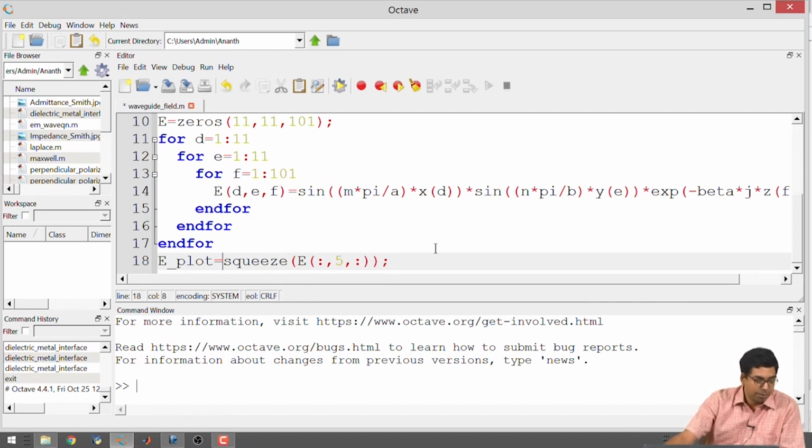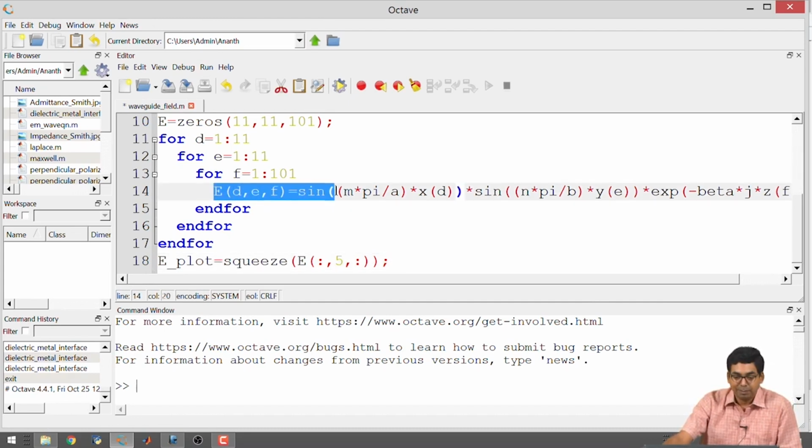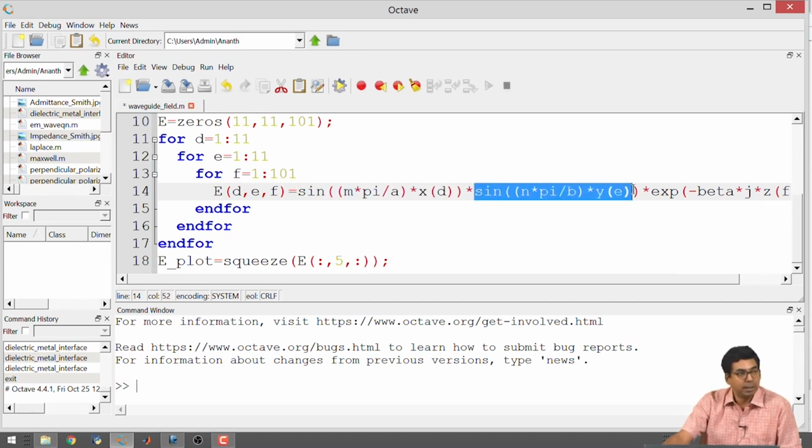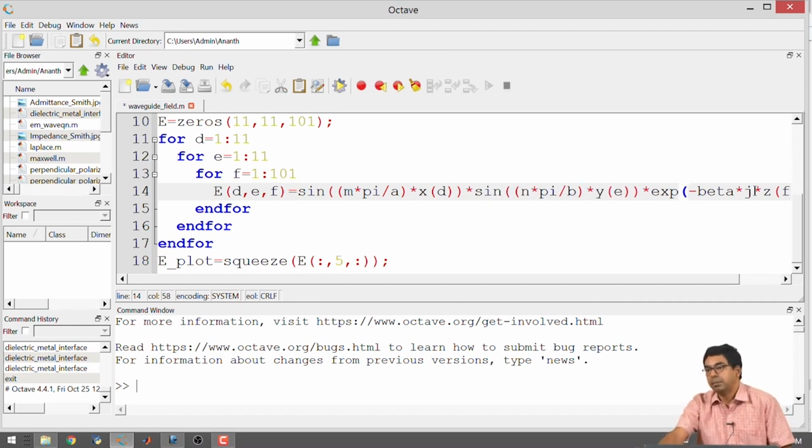Now, there are also a few other things that I want to make note of over here. If you see the expression for electric field, of course, I have sine m pi divided by A multiplied by x, this is a real number. Sin n pi by b multiplied by y, that is again a real number, and multiplied with exponential minus j beta z, well, that is not going to be a real number there, right. So, that is going to give you the phase. So, that means that your electric field that you are calculating will have a real and an imaginary part.